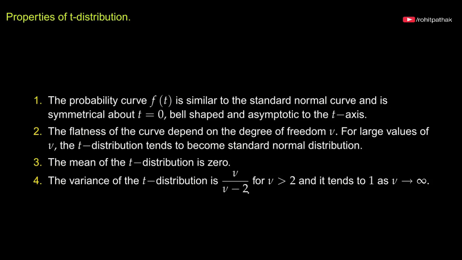That clearly means that as degrees of freedom tends to infinity, the t distribution tends to become a normal curve. In fact, it becomes a standard normal curve with variance 1 and mean 0.